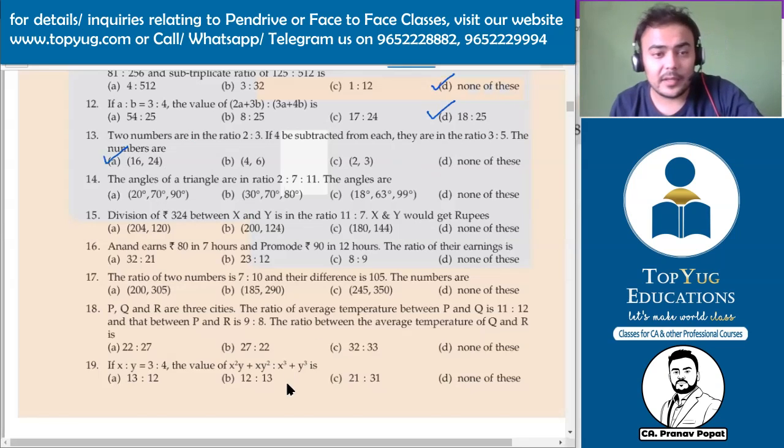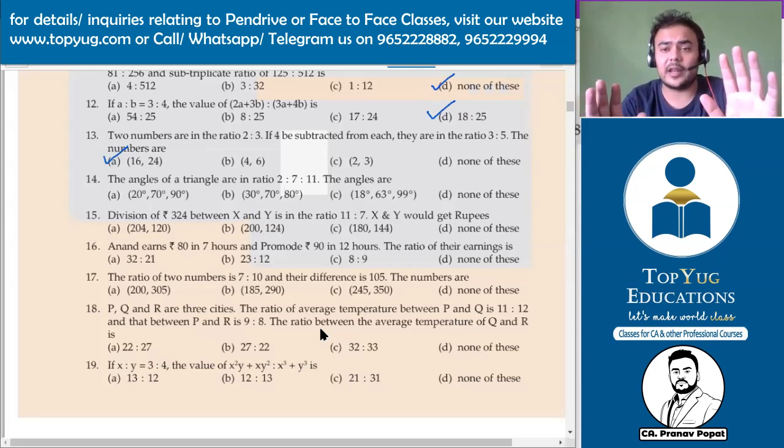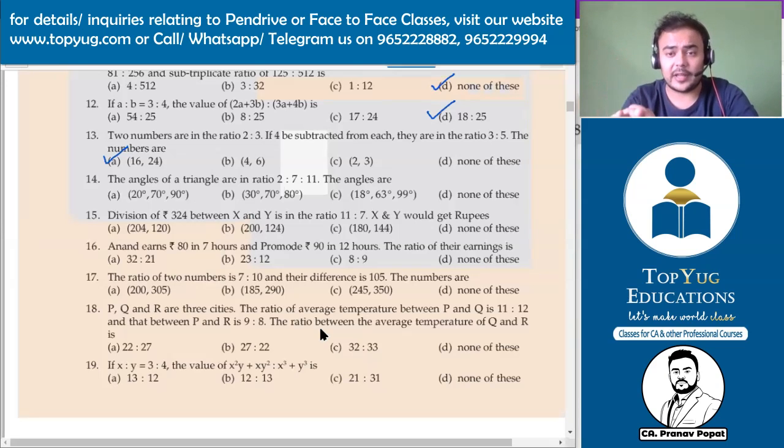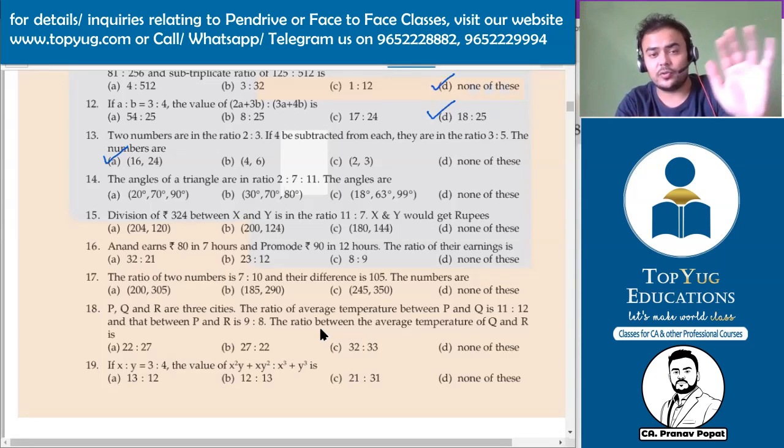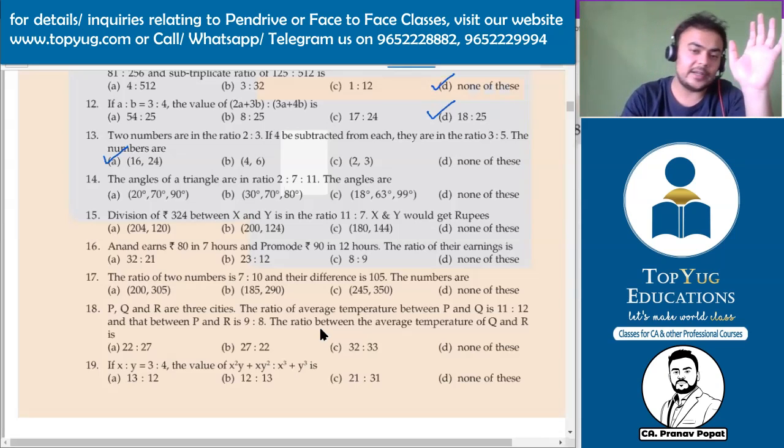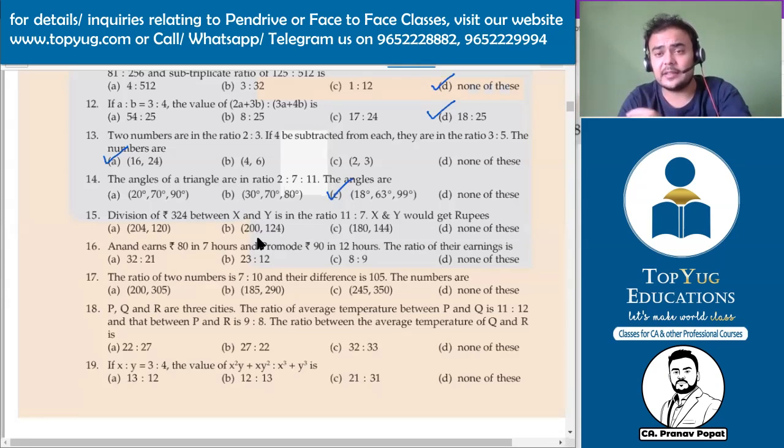Now, the angles of the triangle are in the ratio 2:7:11. This can be done if you know that the total angle of the triangle is 180 degrees. The sum of all the angles of a triangle should always be equal to 180 degrees. Now split this 180 degrees in the ratio 2:7:11. The right answer is C. I will not repeat this question because splitting the profit, splitting the angles, all are the same things. We already did one example for this.